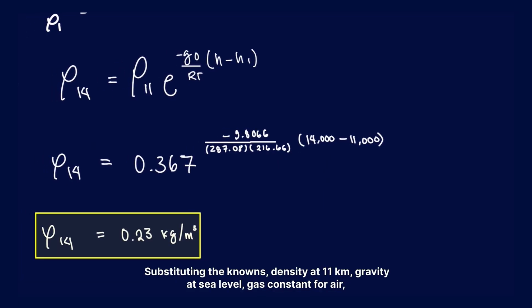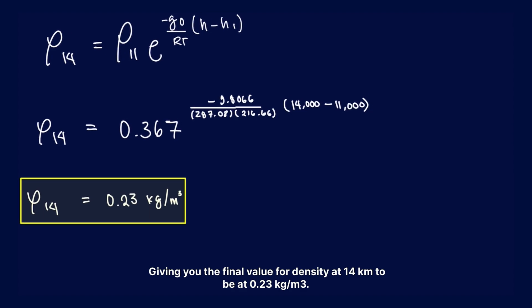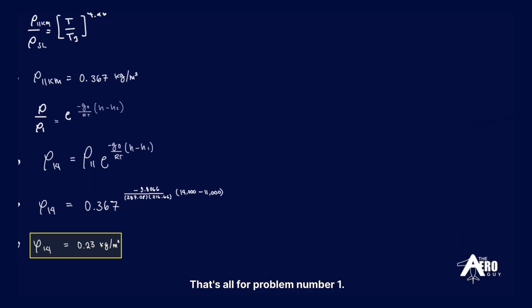Substituting the knowns: density at 11 kilometers, gravity at sea level, the gas constant for air, temperature at 11 kilometers, and the altitudes that we are comparing, which are 14,000 meters or 14 kilometers and 11,000 meters or 11 kilometers, gives you the final value for density at 14 kilometers to be 0.23 kilograms per cubic meter. That's all for problem number 1.